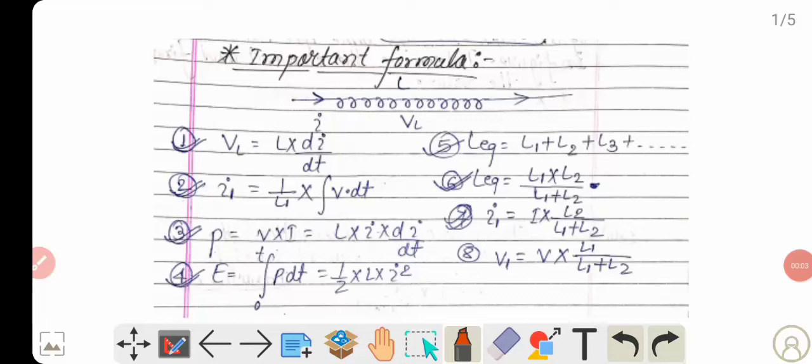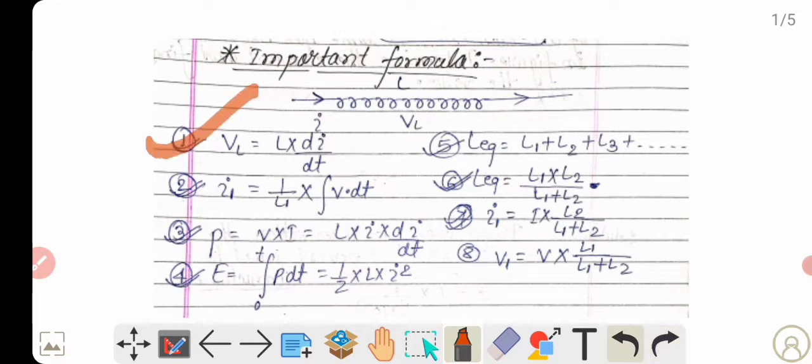Good morning, everyone. In this video lecture, we will discuss some numerical questions on the concept of inductance. Now, as you can see here, some important formulas related to inductance. If you want to calculate the value of voltage across an inductance, then we have to use the formula L into di by dt.